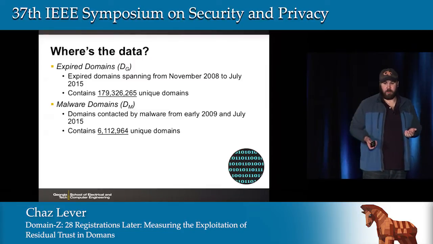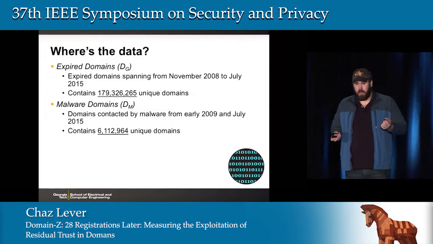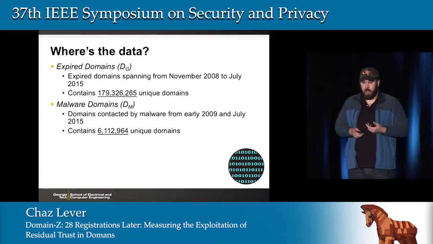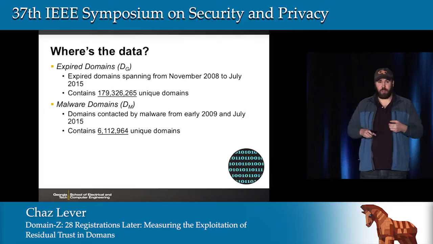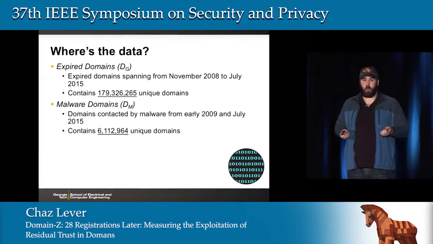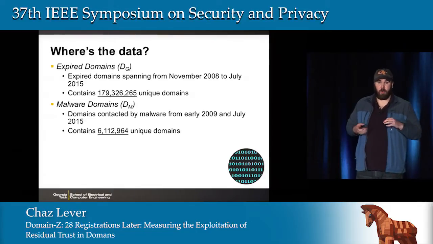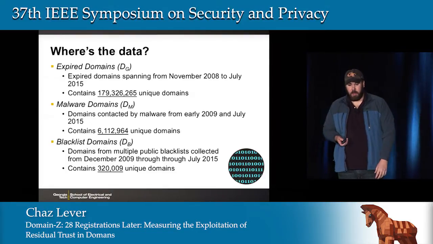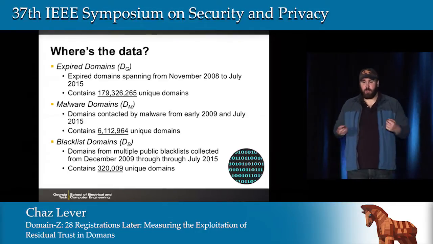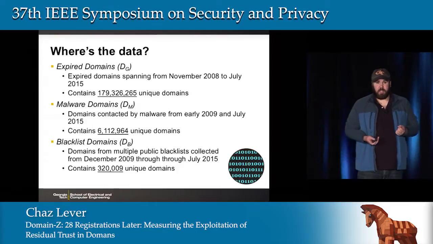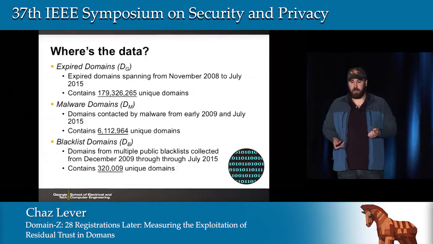So the next data set we used a malware domain data set, and this had a number of domains that were being used by malware at some point in time, and this was collected since early 2009 through July 2015, and we saw about 6.1 million unique domains in this data set, and these were domains that were likely being abused. And the last data set is a more human-curated list of domains that are likely being abused, and this is a blacklist domain data set. And we collected this since 2009 up through mid-2015, and this contained approximately 320,000 unique domains.